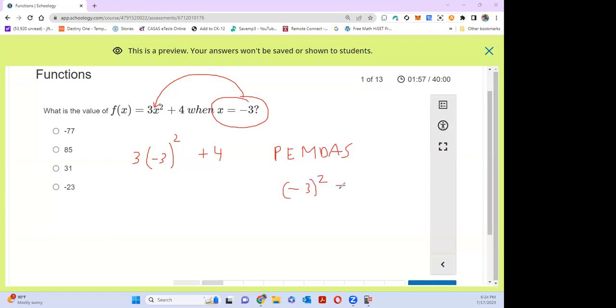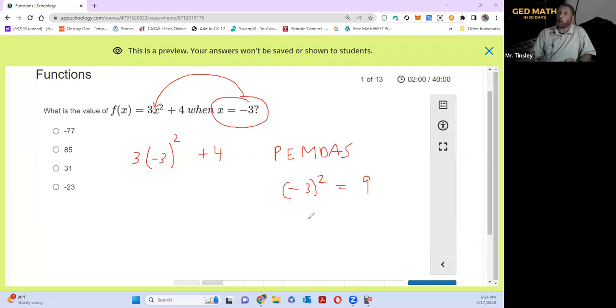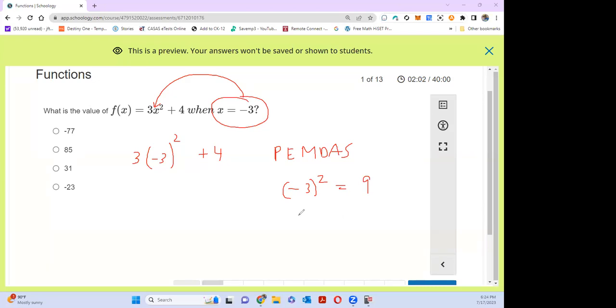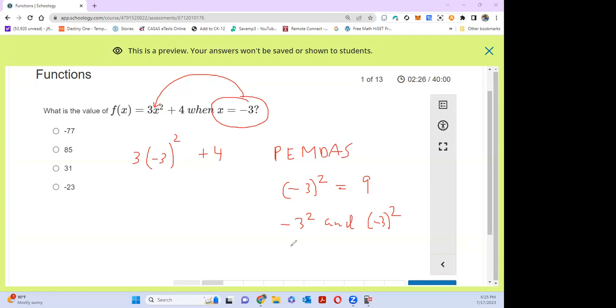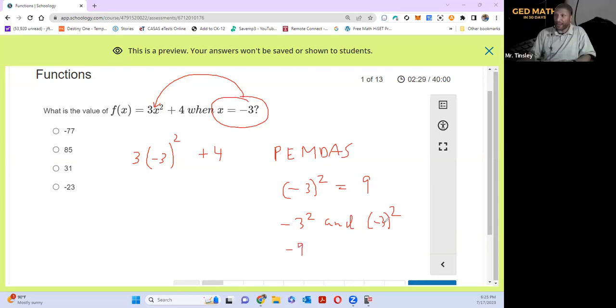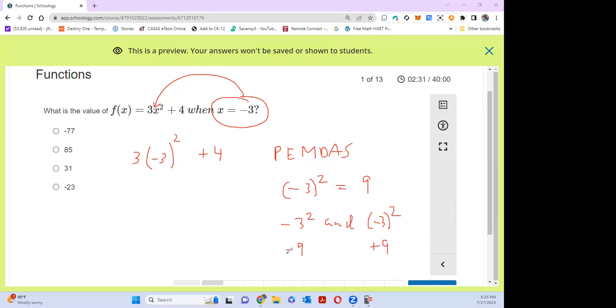9. Is it minus 9 or positive 9? It's positive 9. This is one of the biggest mistakes people make, and I'm going to show you in a minute. Minus 3 squared, with parentheses, and minus 3 squared without them, are not the same thing. What this is saying is square negative 3. Without the parentheses, minus 3 squared is minus 9. With them, minus 3 squared is positive 9. One of the biggest mistakes on the GED that people make.